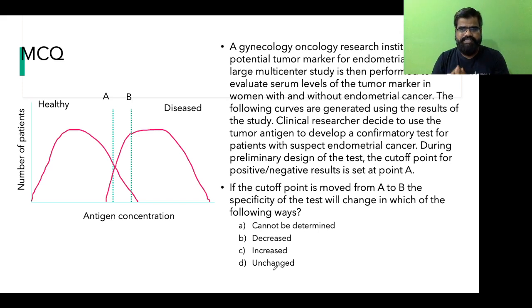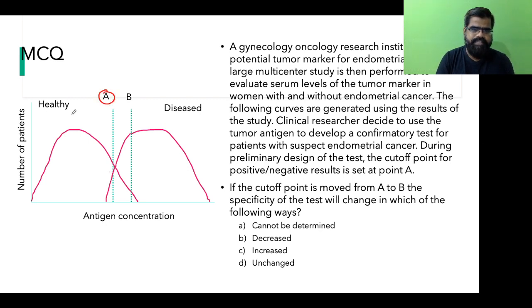Clinical researchers decide to use the tumor antigen to develop a confirmatory test for patients with suspected endometrial cancer. During preliminary design of the test, the cutoff point for positive negative result is set at point A. So the cutoff point is at A. If the cutoff point is moved from A to B, the specificity of the test will change in which of the following ways? So they are saying, students, the cutoff point first was at A.